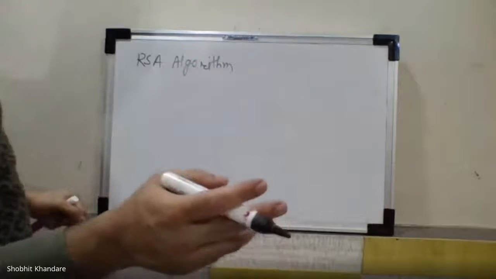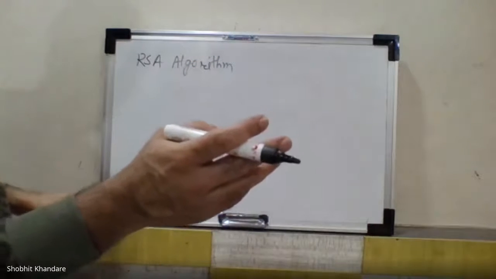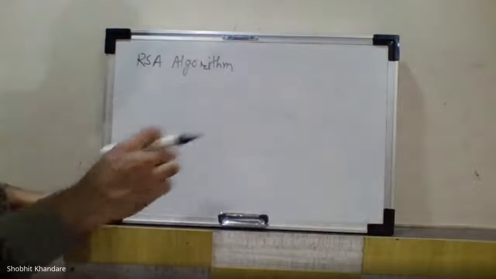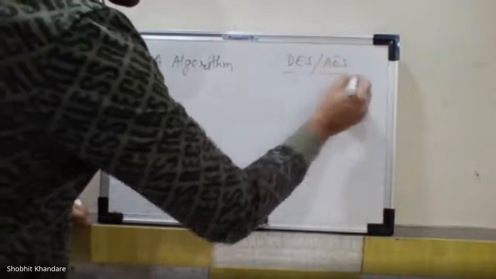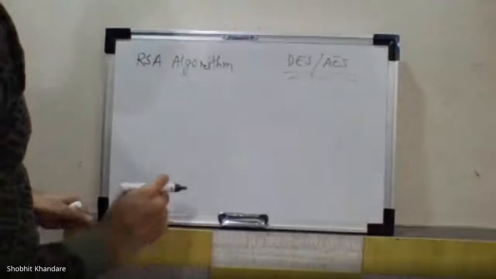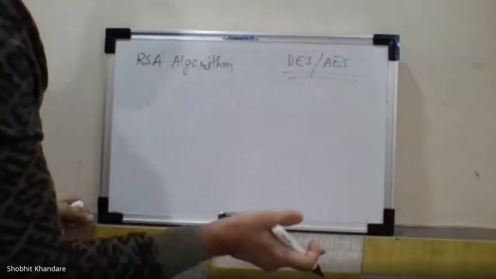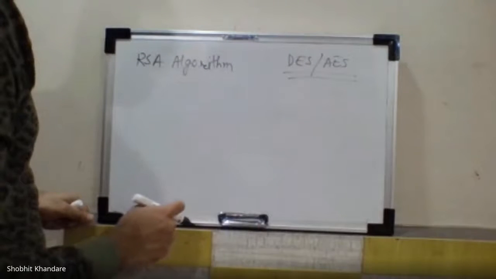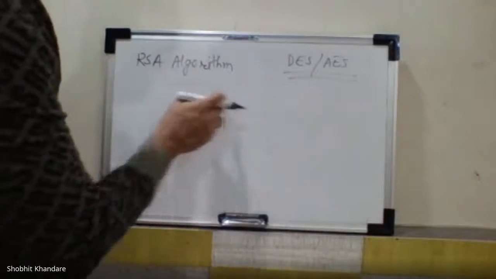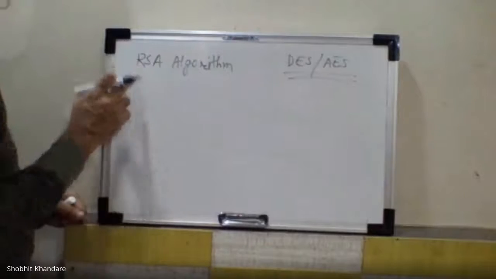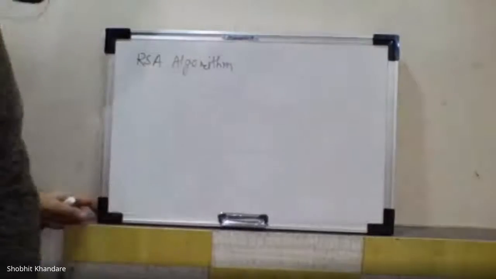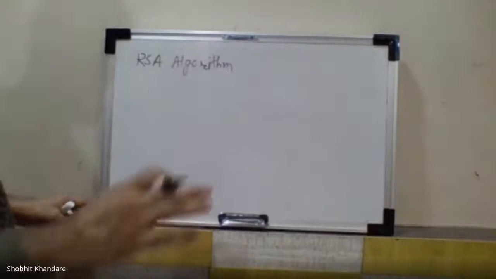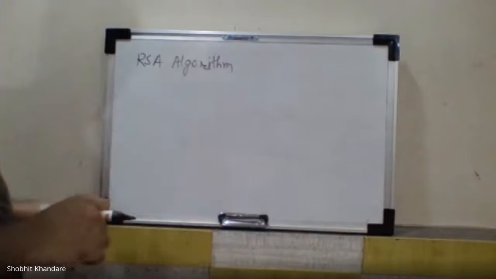Now please remember, we have studied the Advanced Encryption Standard and the Data Encryption Standard, that is DES as well as AES. They come under the symmetrical encryption algorithms. Similarly, for the asymmetrical, we have the RSA algorithm, which is the most famous as far as asymmetrical key cryptography is concerned.